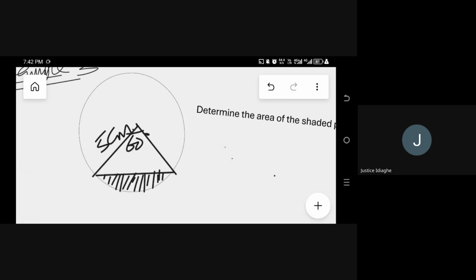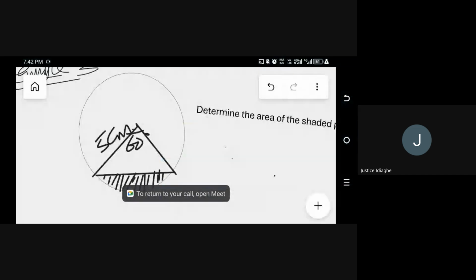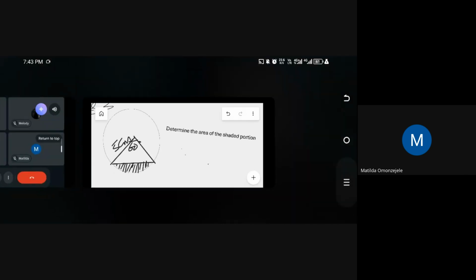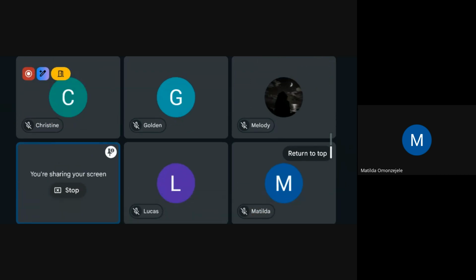So let me ask individually. Matilda, you're in the class. You didn't join the class early. Matilda, what do you call this shaded portion in this diagram? Good evening, sir. I'm not feeling too strong. That's why I did not join early. I can't ask a question for now. I'm just looking at the screen. Okay, all right, that's fine. Okay, so who else? Let me look for someone else.